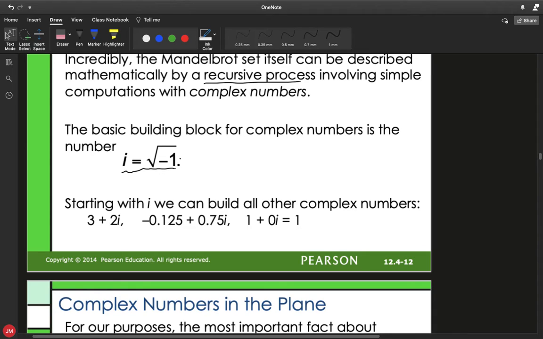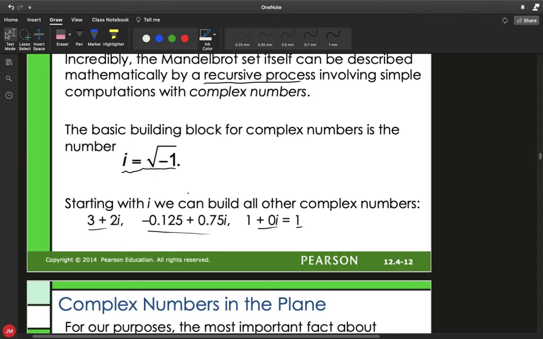So when we use i, we can build all sorts of other numbers. We can have full complex numbers like 3 plus 2i, negative 0.125 plus 0.75i. But also what's interesting is that you can get all of the real numbers. Like if you wanted to get the number 1, that would be the complex number 1 plus 0i. So not only do complex numbers involve some of these other types of numbers, but they actually encompass all of the real numbers as well.